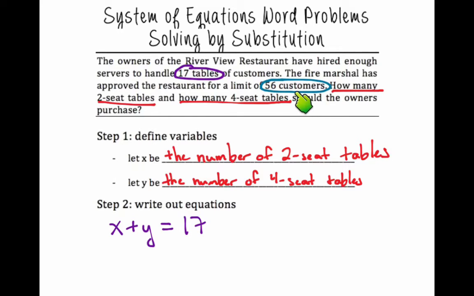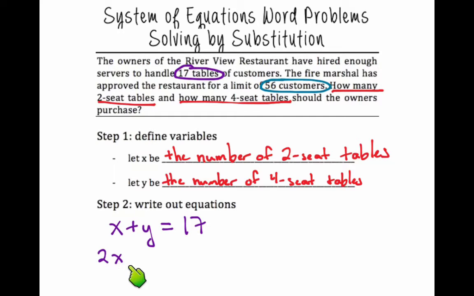So how are we going to use these variables now? How can we use those to talk about how many customers we should have? Well, just like we do with money, we think about, well, each 2-seat table gives us 2 seats. 2 customers can sit there. And each 4-seat table gives us 4 seats. So just like with a cost, we're going to multiply. So the number of seats that we get at X is going to be 2 times X.